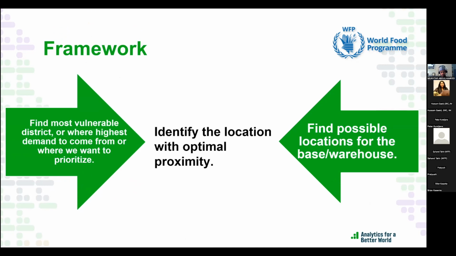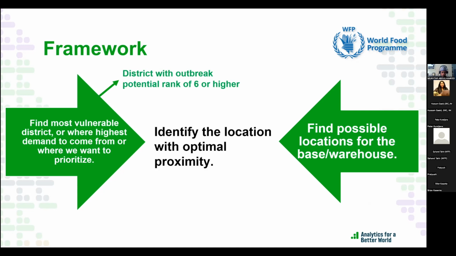So the way we think about the problem was, we need two lists of districts. We need districts that are the most vulnerable, which we think should be the highest priority. And we also need to find out a possible location where we can put our base or warehouse. And then between the two, we can find our proximities and identify which one suits the best.